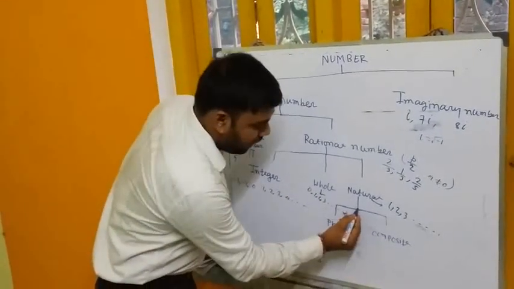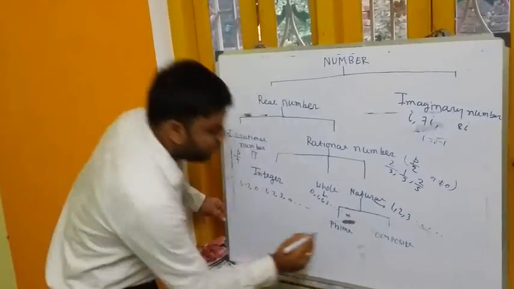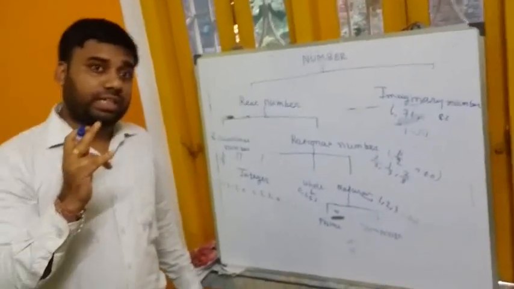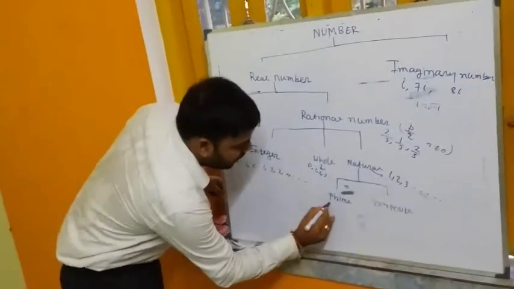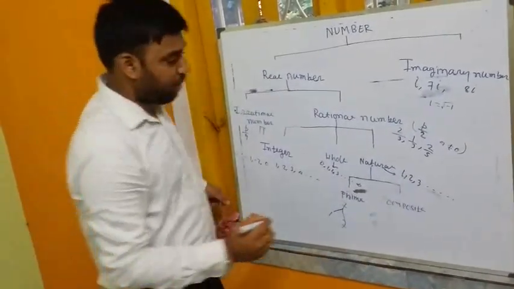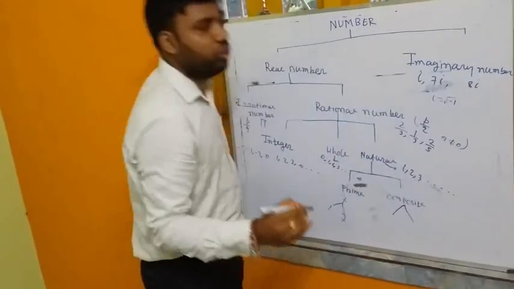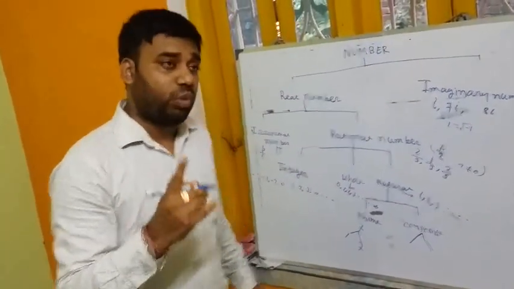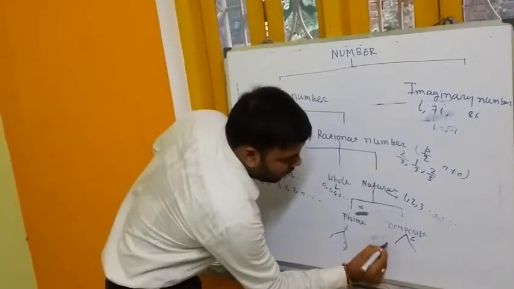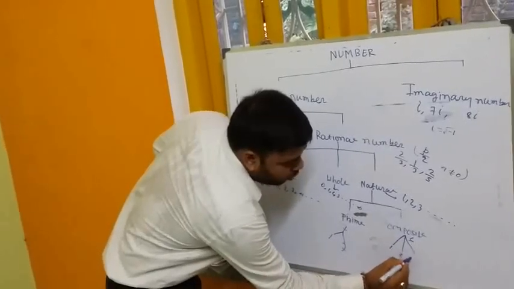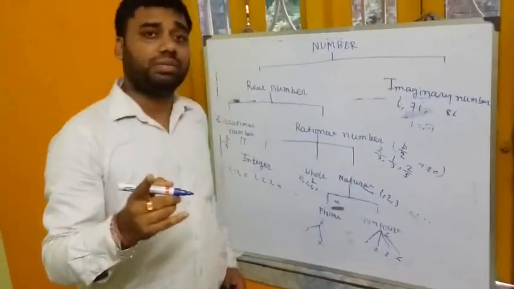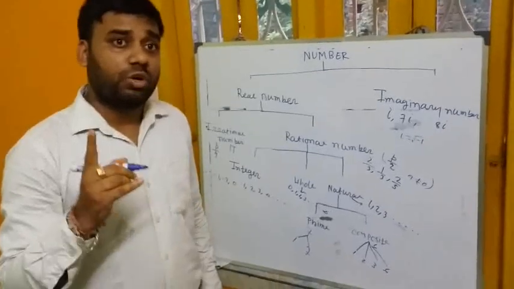And natural numbers can be divided into two parts, that is prime number and composite number. Prime number means those numbers which have only the factors 1 and itself. For an example, 7. 7 has only two factors, 1 and 7. That's why 7 is a prime number. What is composite number? Composite number means those numbers which have factors 1, itself, and some other factors. For an example, 6. Its factors are 1, 2, 3 and 6. So many factors it has. That's why it is a composite number. So composite numbers have more than two factors.